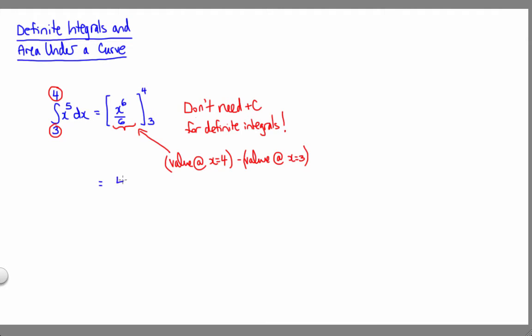So that will give us 4 to the 6 over 6 minus 3 to the 6 over 6. So our final answer then is going to be something over 6. We can grab our calculator to figure out the numerator. 4 to the 6 minus 3 to the 6 works out to 3,367. So there we have our final value. Notice that when you're calculating a definite integral, you're expecting to get a numerical answer at the end.